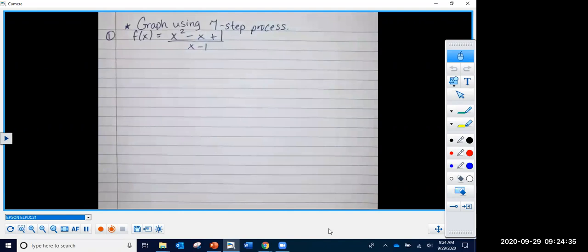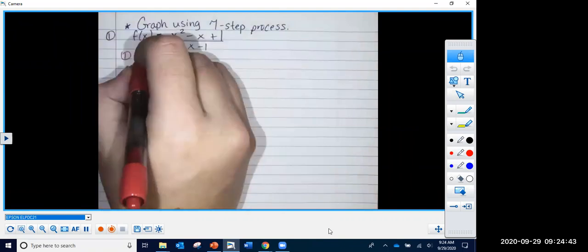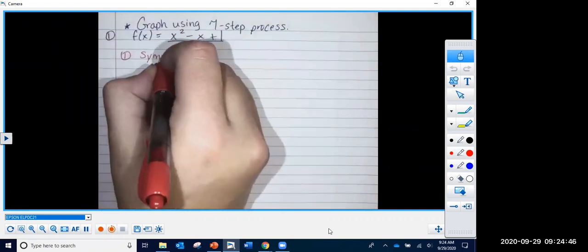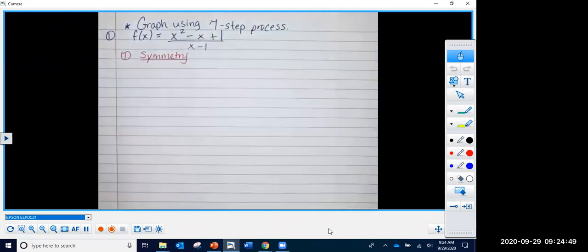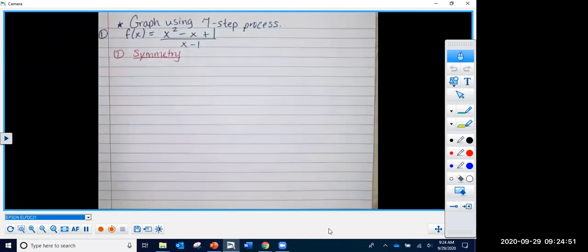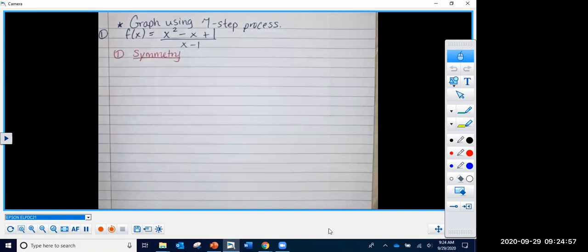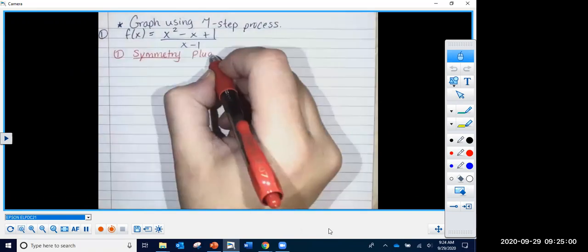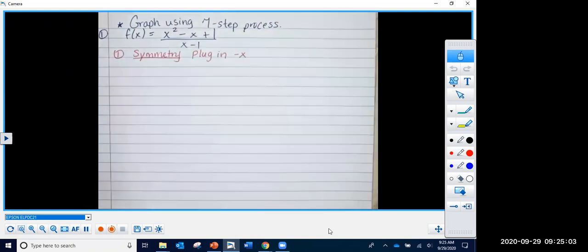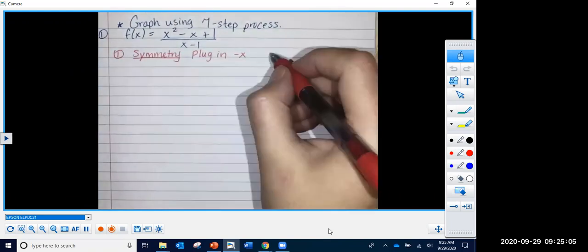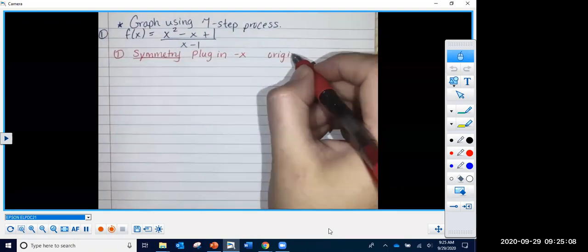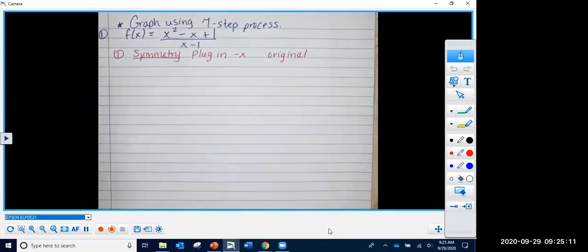Okay, step 1 that they're going to ask you for, more than likely. I don't know what order particularly, but in your book, this is how it goes. They're going to ask you for symmetry. Does the graph show any symmetry: y-axis, origin, or none? And this is how you check. I don't know if you guys remember this from section 1.3, but I plug in negative x.